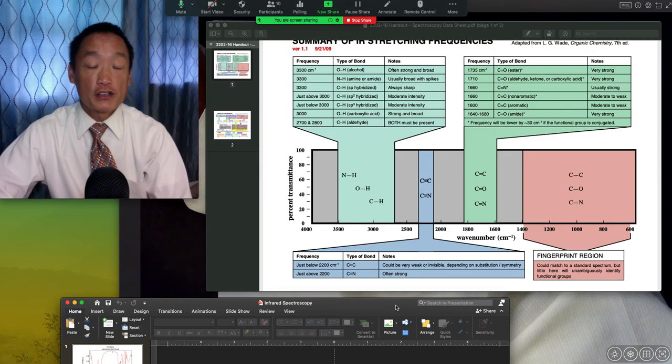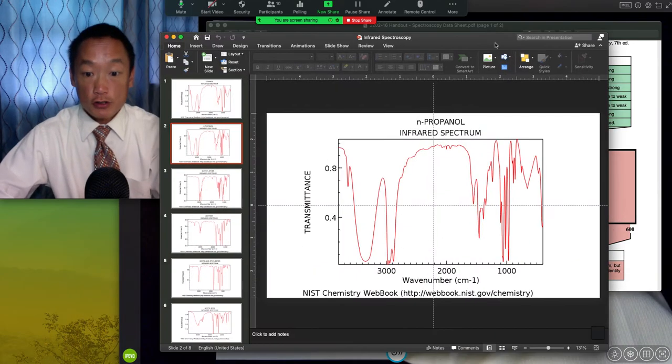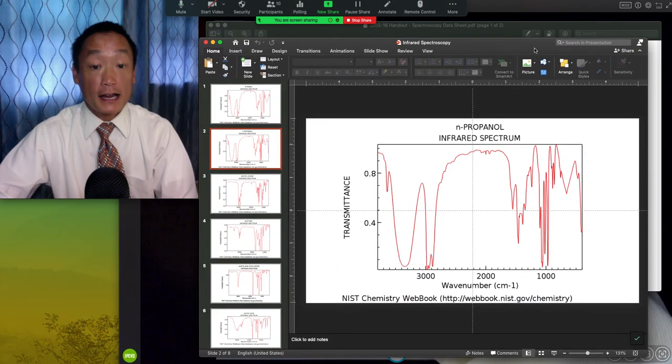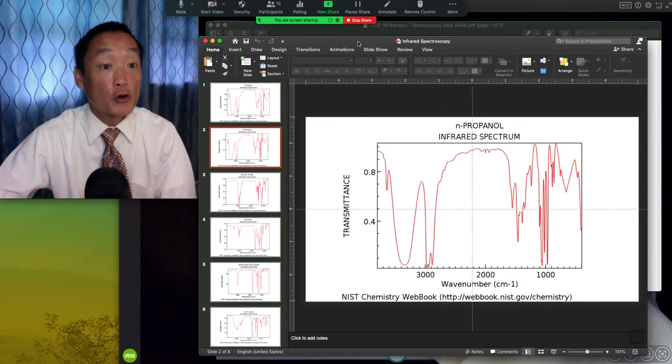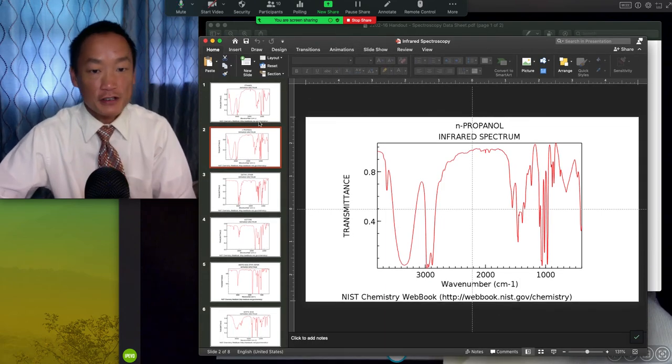What I want to do right now, because I have the worst dry mouth on the face of this earth, I need to get some water. Let's take a 10-minute break, and then we're going to come back and look at some more specifics of IR, and then we'll head into mass spectrometry. So we'll take a quick break.